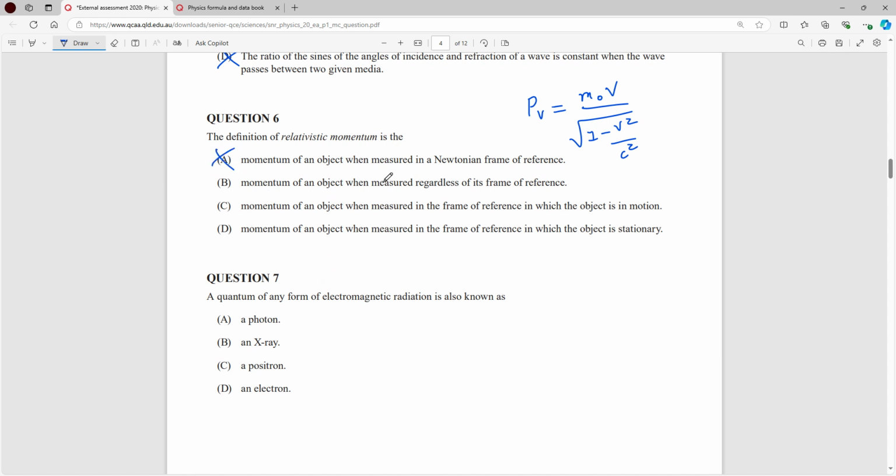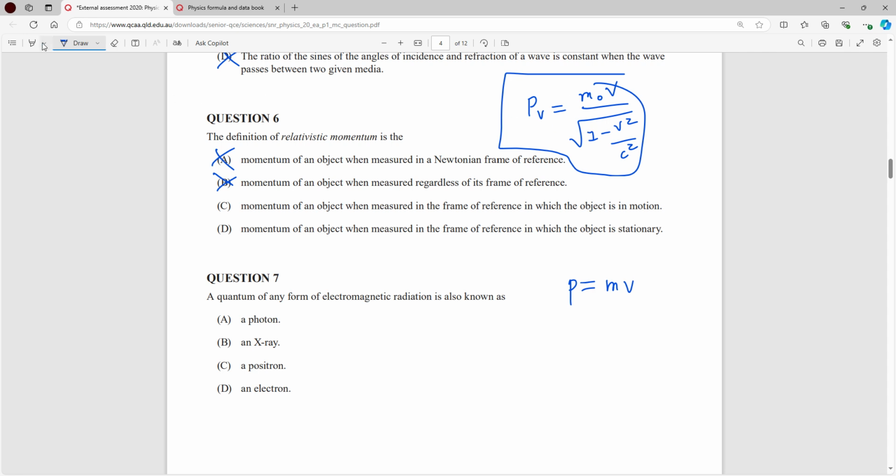Momentum of an object when measured regardless of the frame of reference. That's not talking about special relativity. That's basically saying all frames of reference are the same. The momentum of an object measured in a frame of reference when the object is in motion. So this means it's traveling with the object, which is true, okay? Because if you were looking at it as an observer, so if you weren't traveling with the object, you would just measure the momentum as mass times velocity.